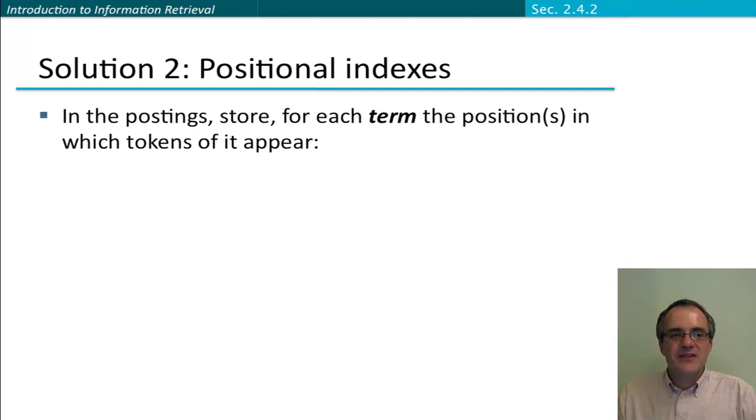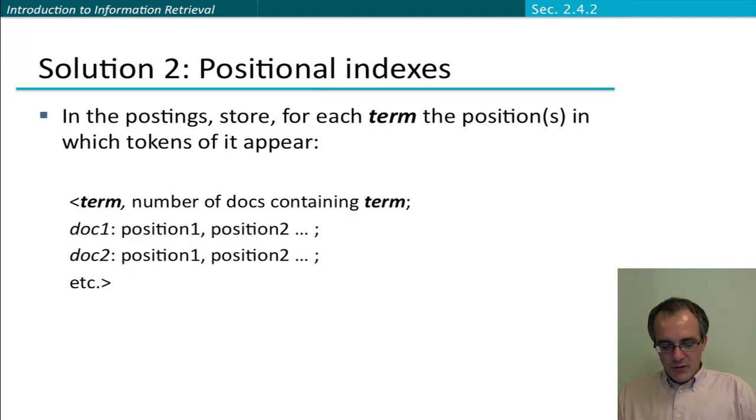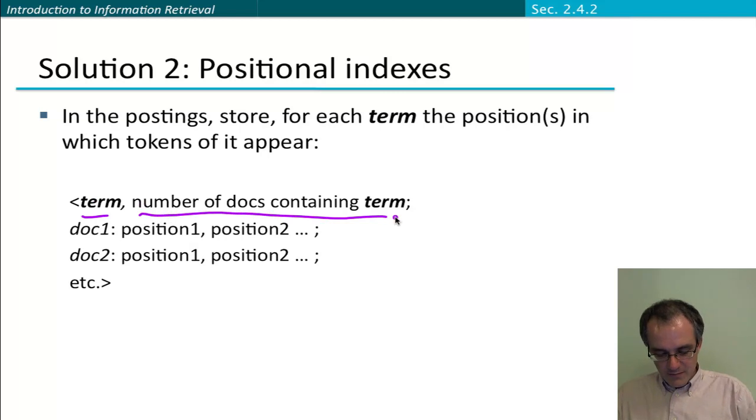So the idea of the positional index is that in the postings we store not only the documents that contain a term, but also the position in each document where the term appears. So the organization of what we have now is, in the dictionary we have a term and the document frequency of the term. And then when we point off to the postings lists, instead of just having a list of document IDs, we have a list of document IDs where for each document we then have a list of positions where the term occurs.